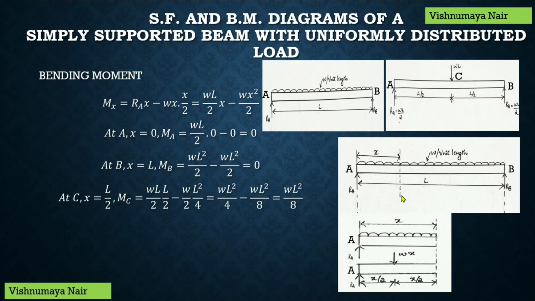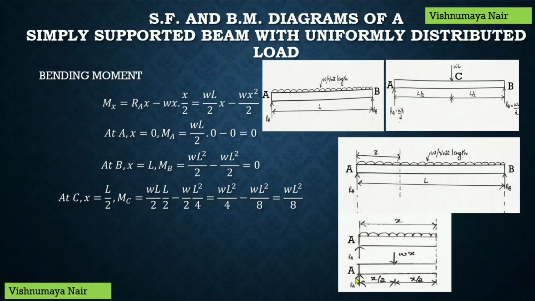Let's now find out the bending moment at this section. For that, we have to consider either the left portion or the right portion of the section. Let's consider the left portion of the section. Here we have a reaction force Ra acting in the upward direction and a point load Wx acting in the downward direction. Now the bending moment at this section will be equal to the resultant of the bending moment caused due to these two forces.